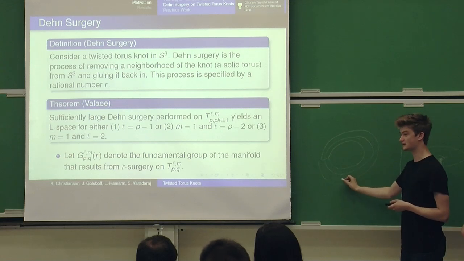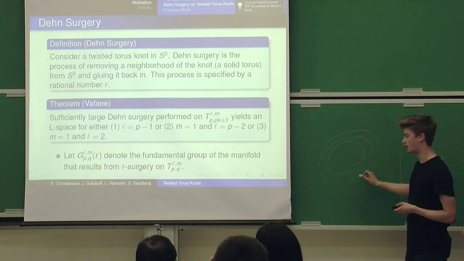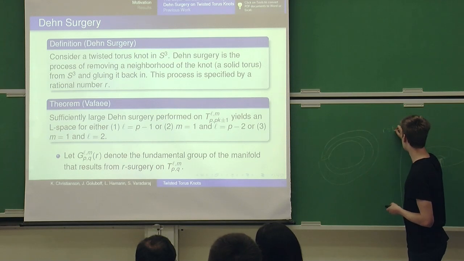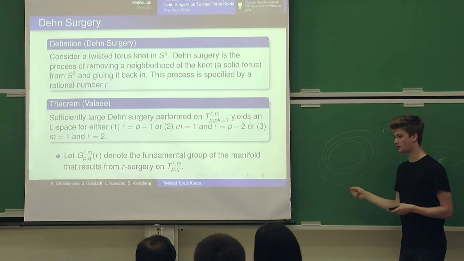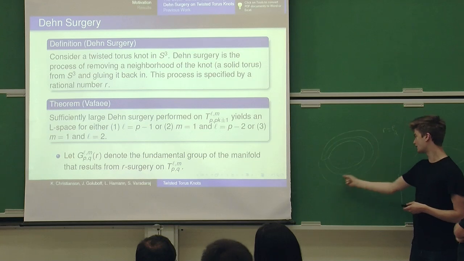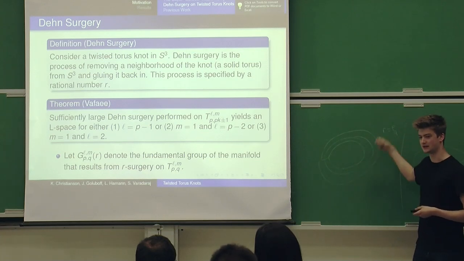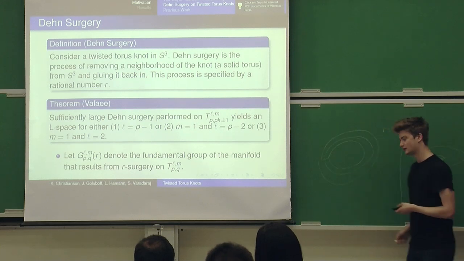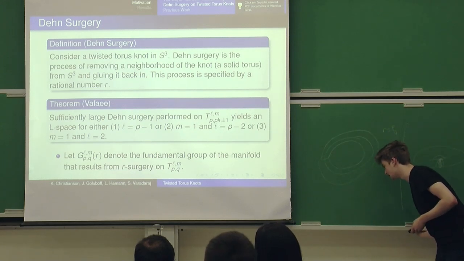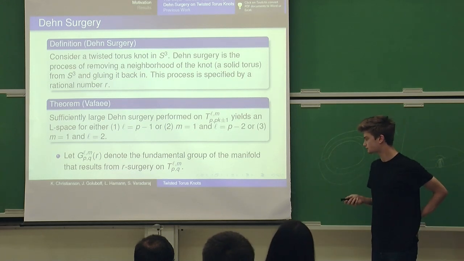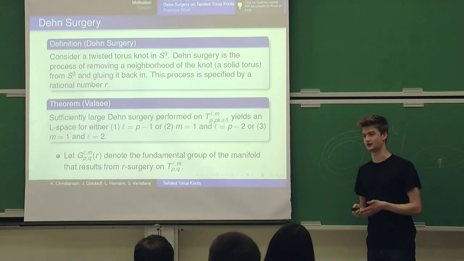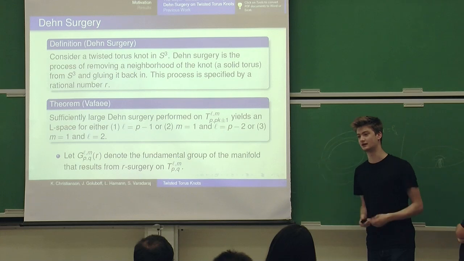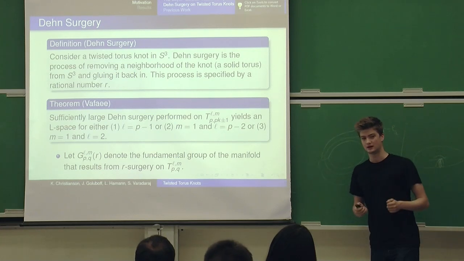So this is basically specified by a rational number r, right? Because if I have a rational number r equal to p over q, that'll correspond to going q times around this way, wrapping p times around this. So it's the same concept as the torus knot. So I glue it back in like this, and basically it'll take in this rational number r, which corresponds to the slope that you're gluing along, and this knot, and it'll give you a 3-manifold.